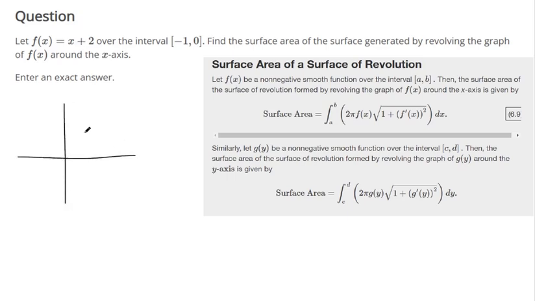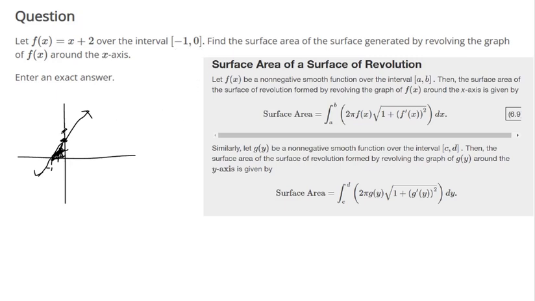So we've got the function f of x equals x plus 2. So it starts at 2 on the y-axis, and then it has a slope of 1. So this is a rough sketch of the graph. And we're considering between -1 and 0. So we're only considering this region right here, this little triangle.